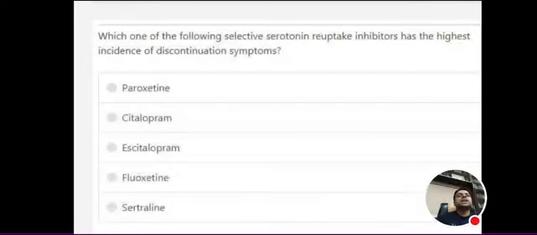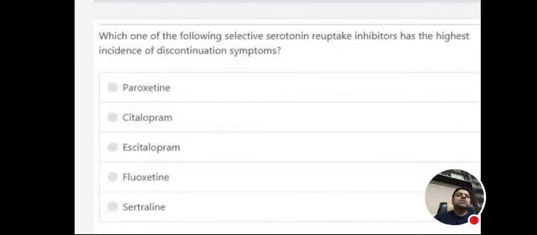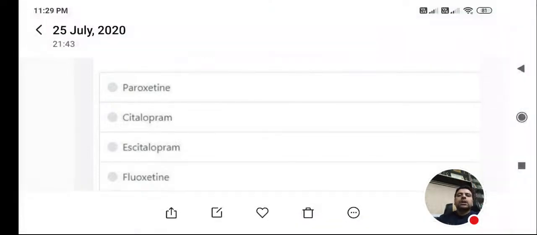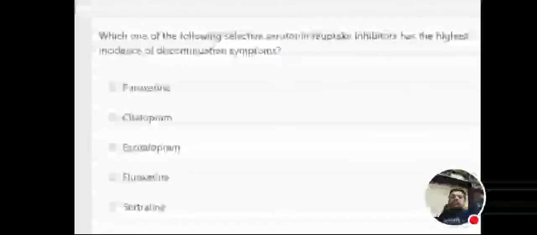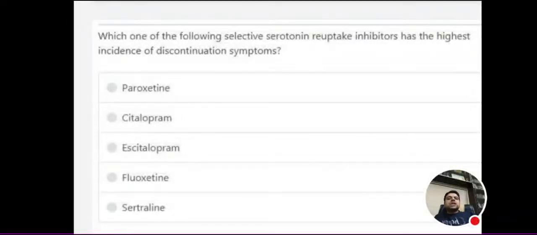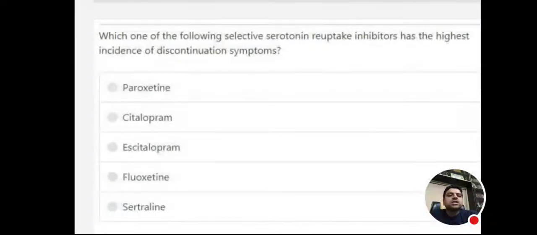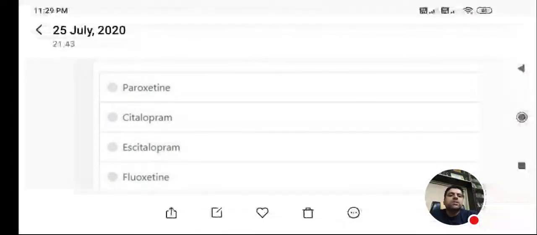Which one of the following selective serotonin reuptake inhibitors has the highest incidence of discontinuation symptoms? Paroxetine, citalopram, escitalopram, fluoxetine, or sertraline. So guys, I hope you understand. It's visible in front of you on the screen. So try to answer which option is the best answer here. I'm waiting for your answers.